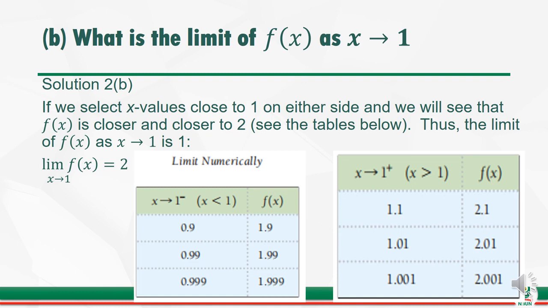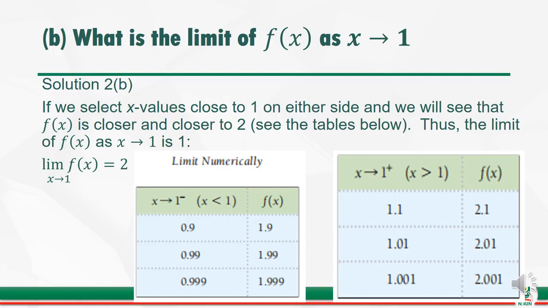Solution. What is the limit of f of x as x tends to 1? This can be achieved numerically and graphically also. If we select x values close to 1 on either side, we shall see that f of x is closer and closer to 2. Let's see the table below. Thus, the limit of f of x as x tends to 1 is 2. Look at it. When x is 0.9, we have f of x as 1.9.